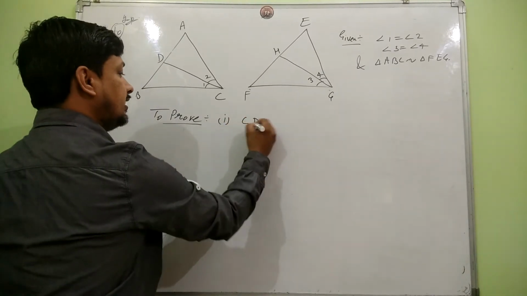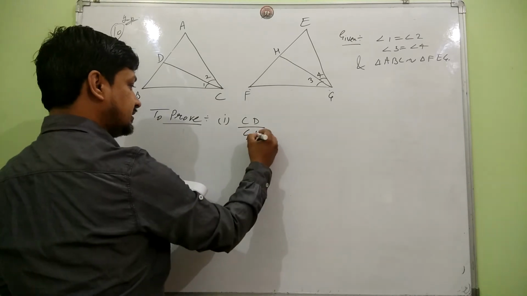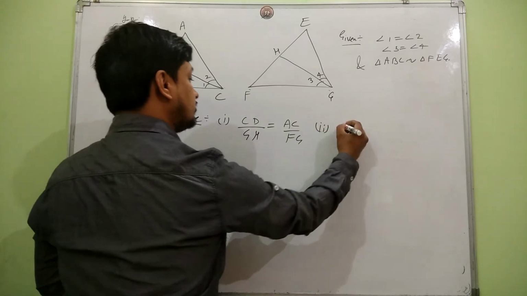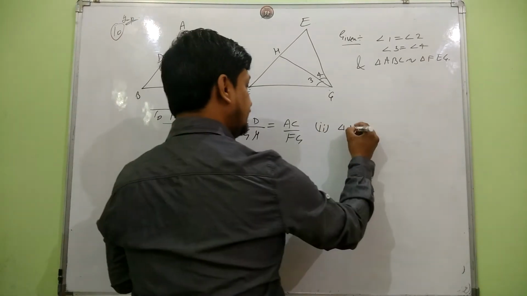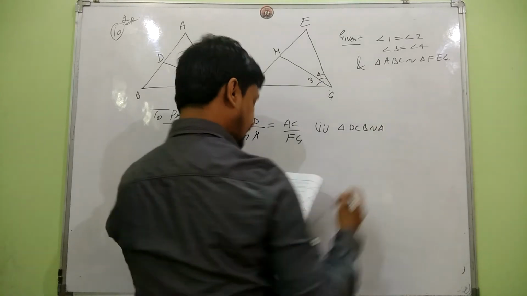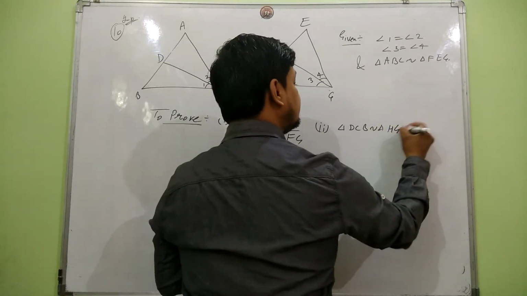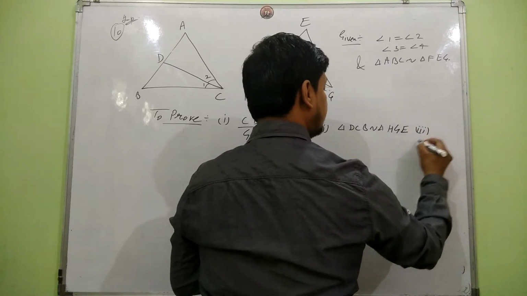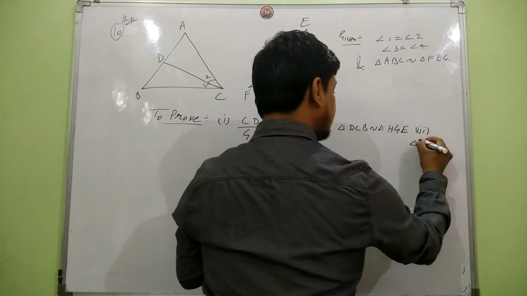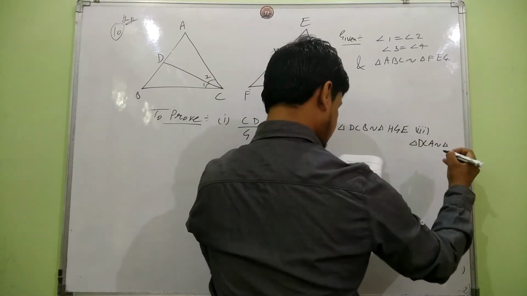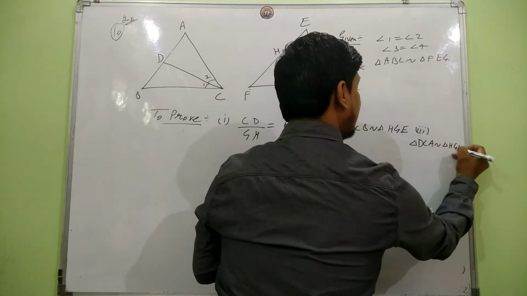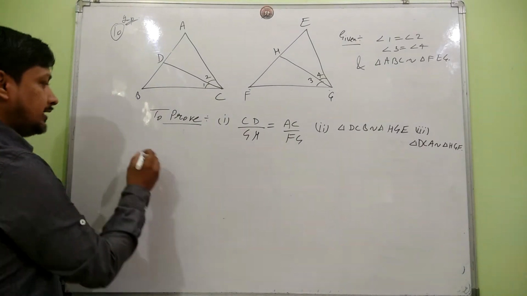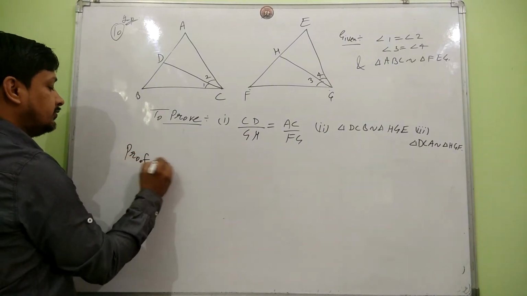First is CD upon GH is equal to AC upon FG. Second, triangle DCB is similar to triangle HGE. And the third thing is triangle DCA is similar to triangle HGF. So how to prove these three things? Let us start the proof.